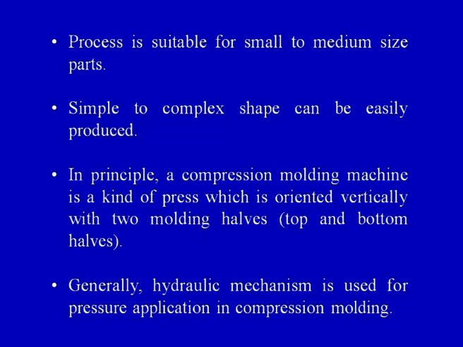In principle, a compression molding machine is a kind of press which is oriented vertically with two molding halves, top and bottom halves, which I have already shown or explained with the help of a diagram. The top half is movable, the bottom half is stationary. The top half comes down, it deforms the raw material which is placed on the bottom half of the mold, and it gives the final shape to the product. So the mold or the die in a compression molding machine is made in two parts, that is the top half and the bottom half.